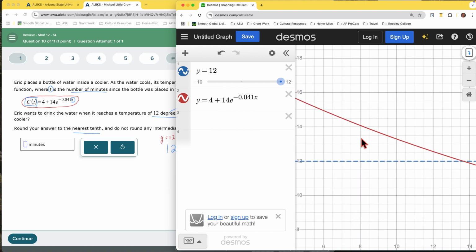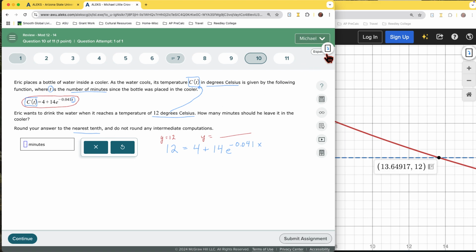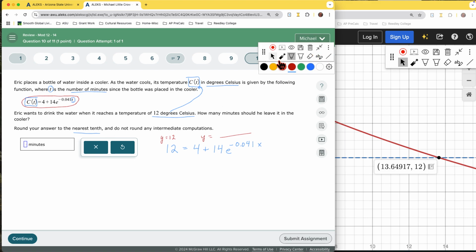I just follow along here until they intersect. Again, it doesn't matter which one I have. I've got this intersection here. So notice the output is 12. It's now 12 degrees after 13.6 minutes. The 4 is next to the 6, so the 6 rounds down. 13.6 minutes. That's how we can solve this one graphically. The difficulty with it is finding what's happening with the graph, and sometimes we have to realize, okay, it started warmer and it's going to cool down. 13.6 minutes after he puts it in.